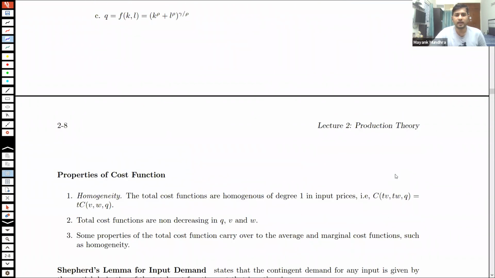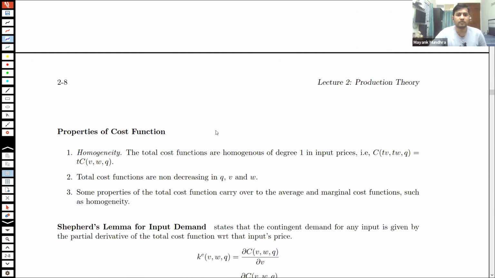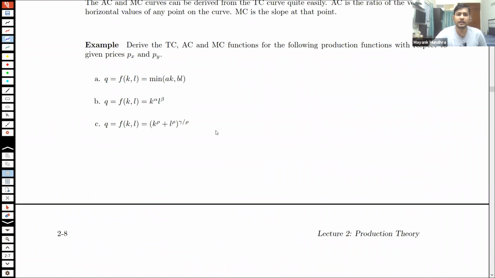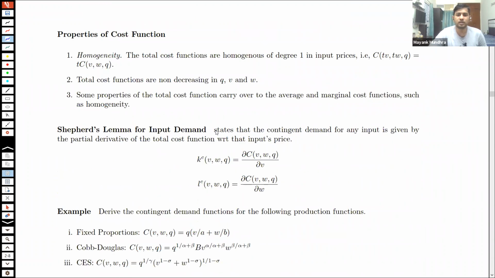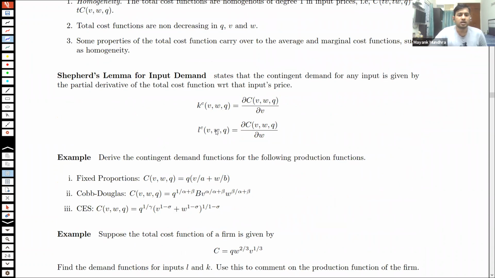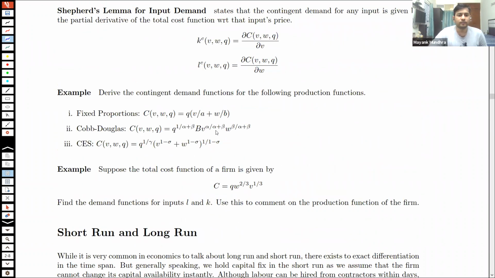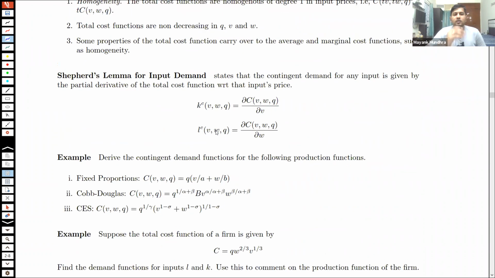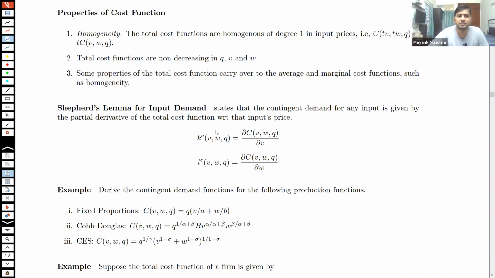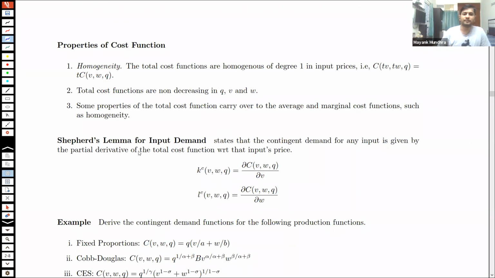All right, then we have a bunch of other problems here, which you can do on your own. Find the average and marginal cost functions. So that shouldn't be hard. Okay, then we have this Shepard's lemma. Okay, now properties of cost function.